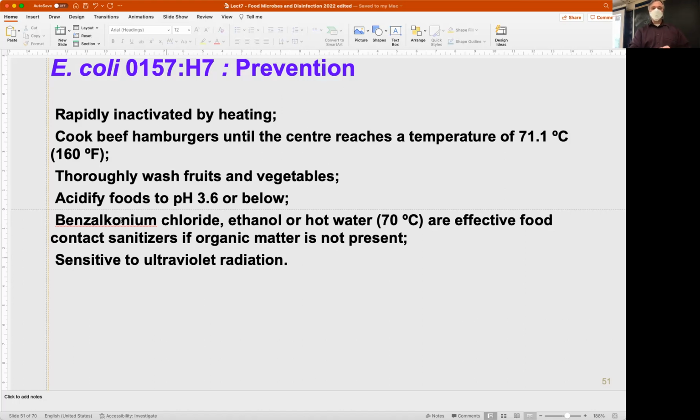Ethanol and hot water are effective as well. And it's also sensitive to ultraviolet radiation. So ultraviolet radiation can break down the bacteria too, and the protein.